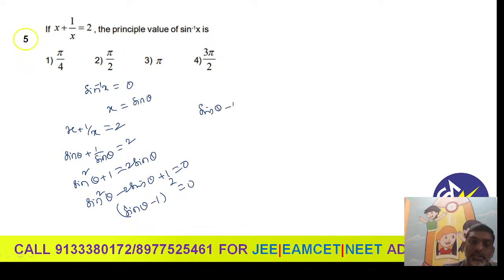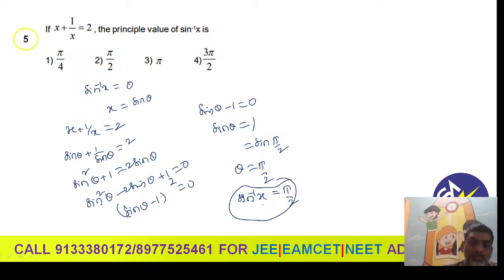Then sine theta minus 1 equal to 0. Then sine theta equal to 1, which is equal to sine 90. Sine theta equal to sine 90, then theta must be equal to 90. What is theta here? Theta is sine inverse of x. Sine inverse of x is equal to 90. Okay, this is the fifth question solution.